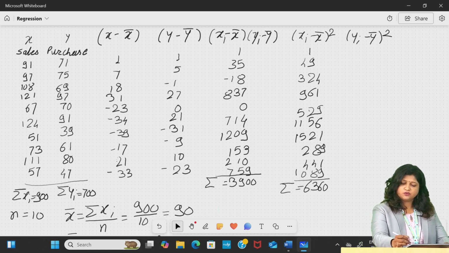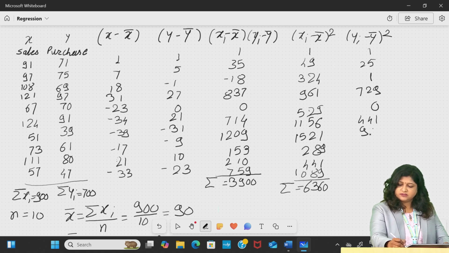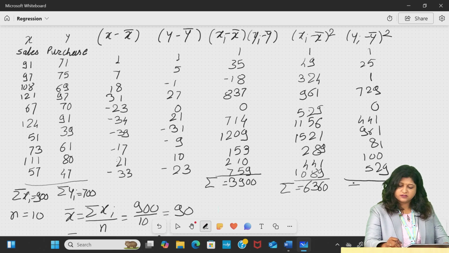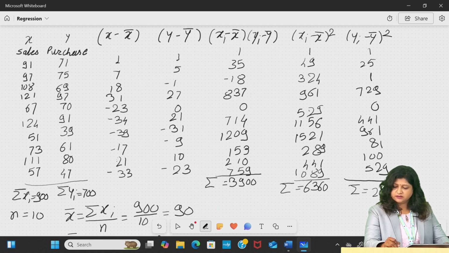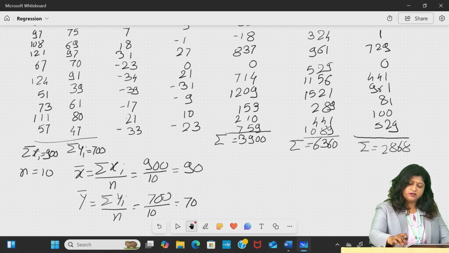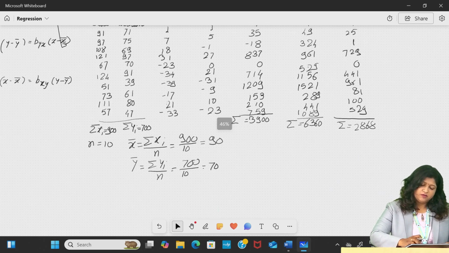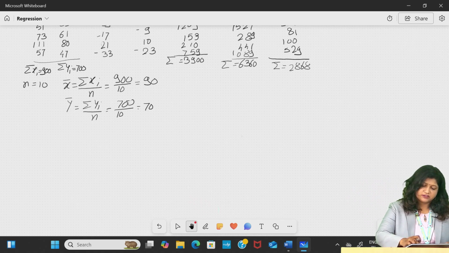bracket square. So 1, 25, 1, 729, 0, 441, 961, 81, 100, 529. So here the summation of yi minus y bar bracket square will be 2868. Now we have all the values which are required in the formula of our regression equations.